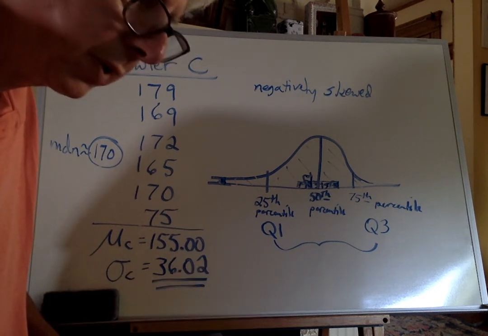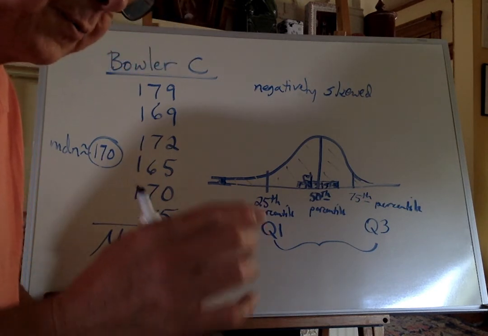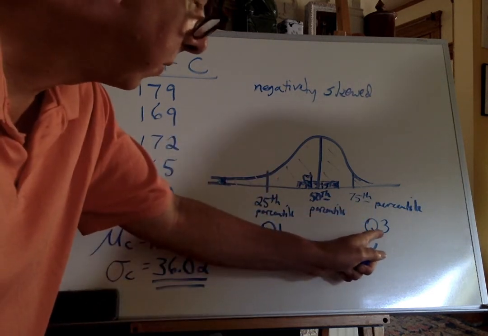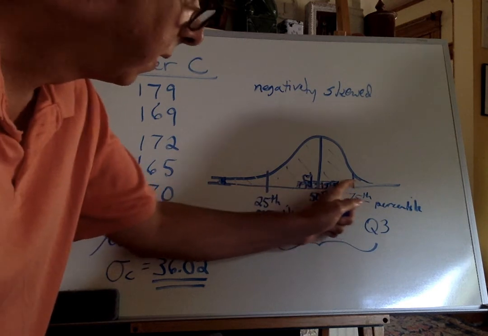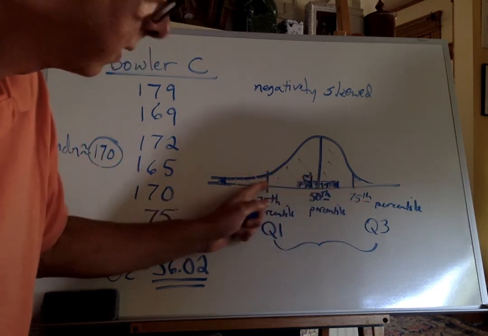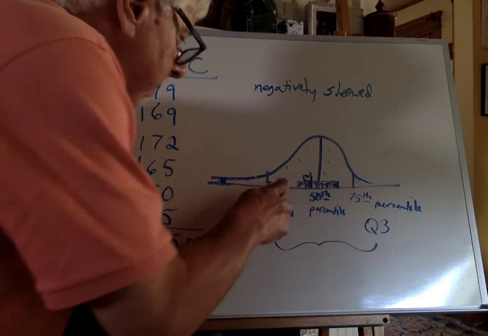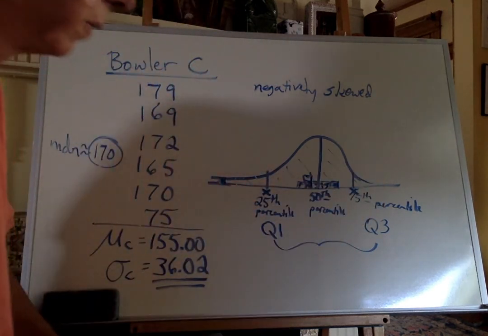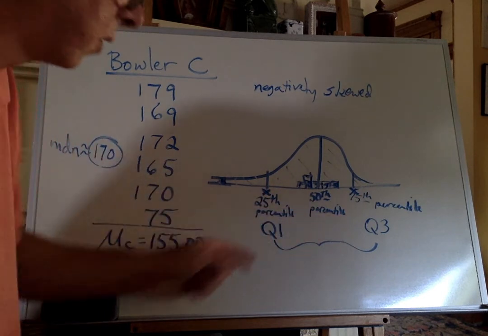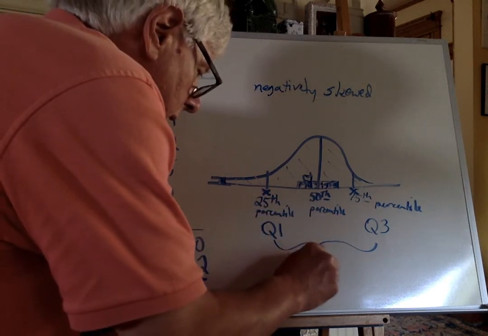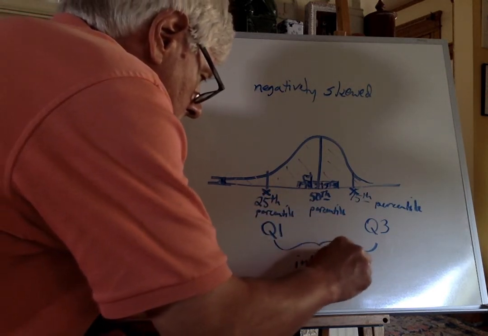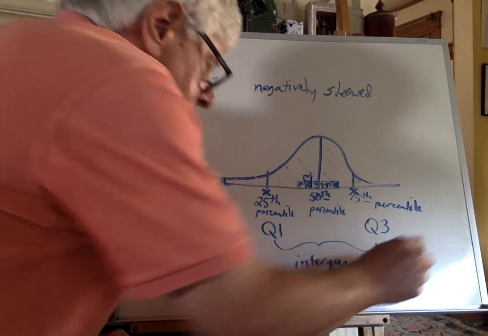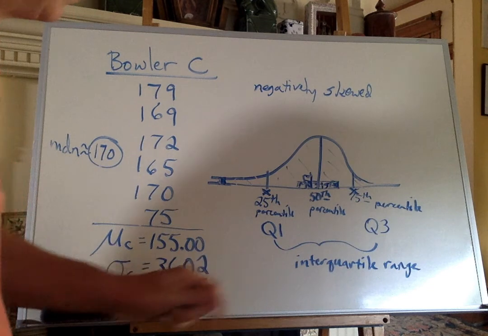If you have questions, please email me. If we subtract Q1 from Q3, it tells us the range, the distance, because this is going to be an x value that we get for Q1. This is going to be an x value we get for Q2. This is called the interquartile range. This is called the interquartile range.